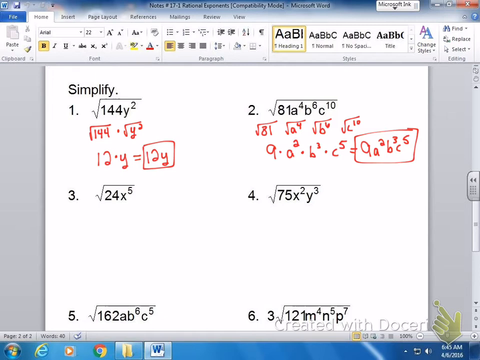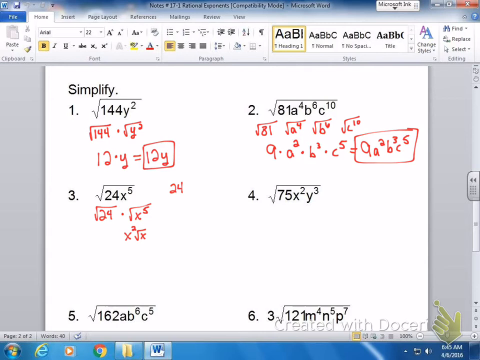Now, number 3 is going to change it up a bit. I have the square root of 24x to the 5th. That's the square root of 24 times the square root of x to the 5th. Now, we can do the square root of x to the 5th pretty easy. We divide 5 by 2, we get 2. So I'd have x squared, but we'd have 2.5, so I leave 1 inside. So as far as that one goes, it's not too bad. But the number is not a perfect square. If we put that in our calculator, we're going to get a decimal. So we need to break it down. I'm going to take 24, and I'm going to break it down into its prime factors.